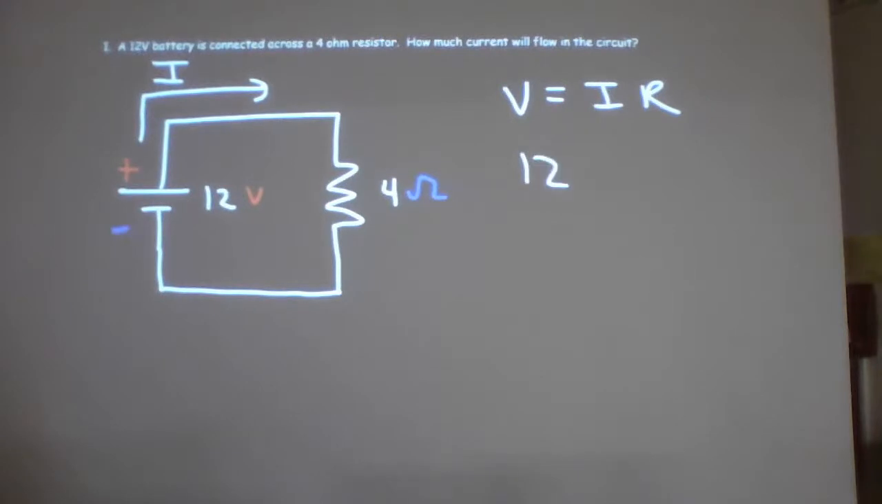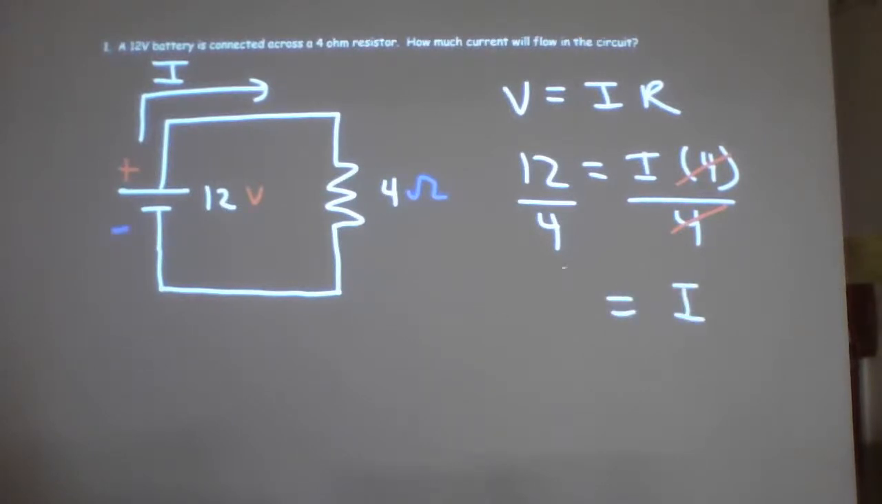So the voltage is 12, the current in the circuit is what we're looking for, and the resistance is 4. To get I by itself, to solve for the value of I, we need to divide both sides by 4. On the right side, 4 divided by 4 is 1, giving me just I. On the left side, 12 divided by 4 is 3. Thus, the current in the circuit is 3 amps.